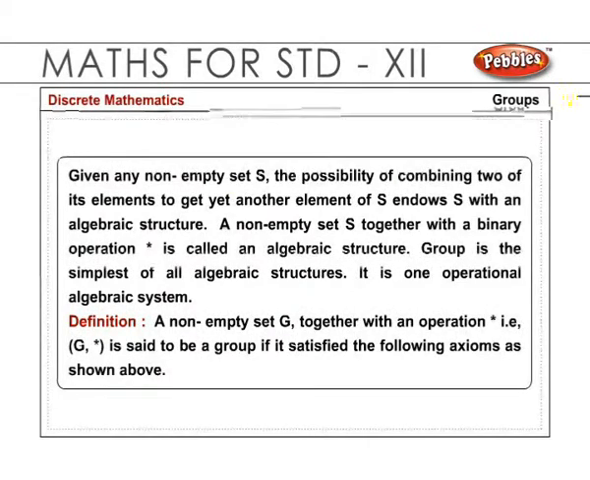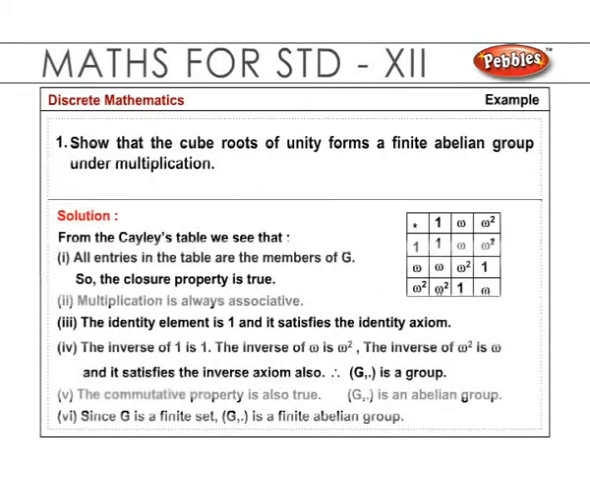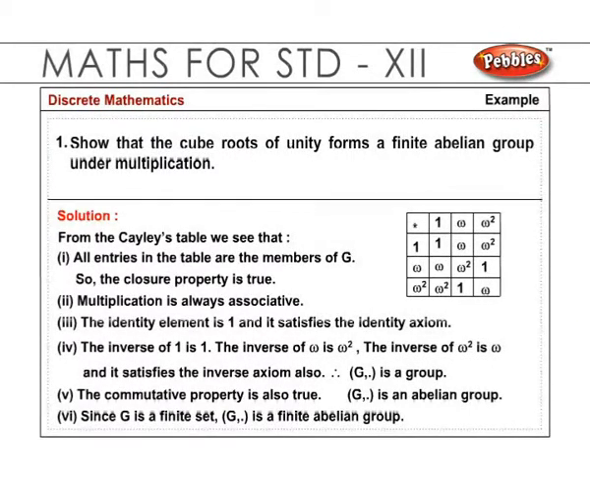Definition: a non-empty set G together with an operation asterisk, that is G comma asterisk, is said to be a group if it satisfies the following axioms as shown above. Solution: from the Cayley's table, we see that all entries in the table are members of G. So, the closure property is true. Multiplication is always associative. The identity element is 1 and it satisfies the identity axiom.